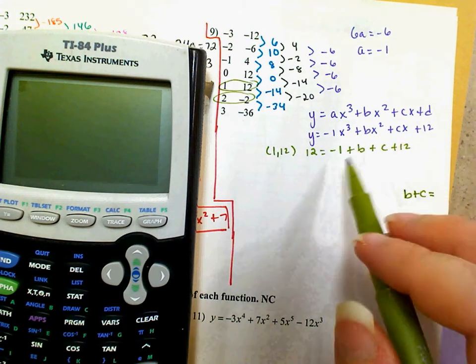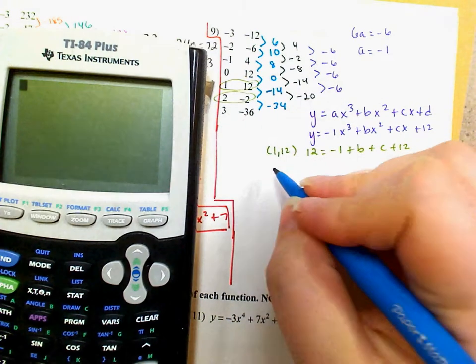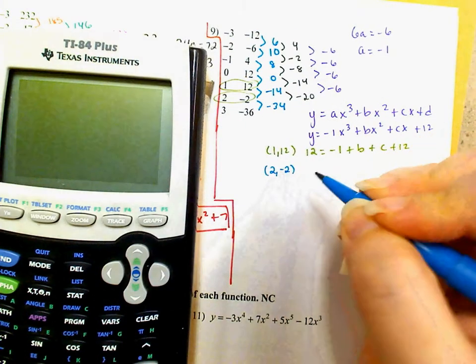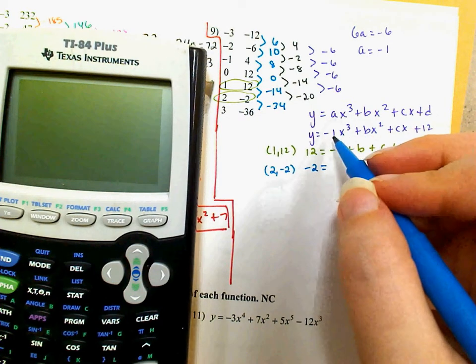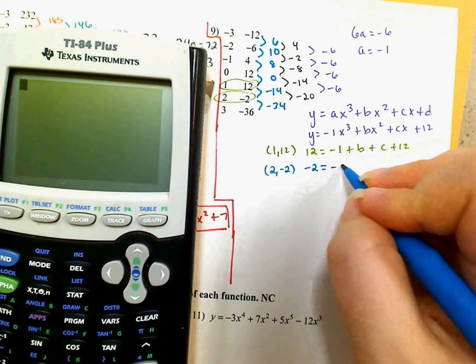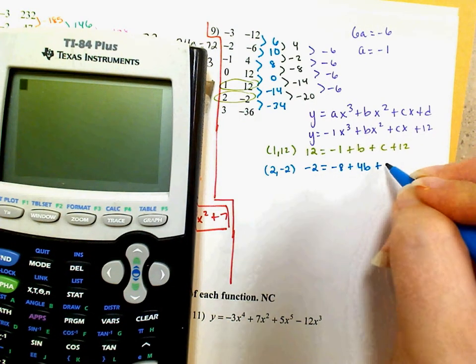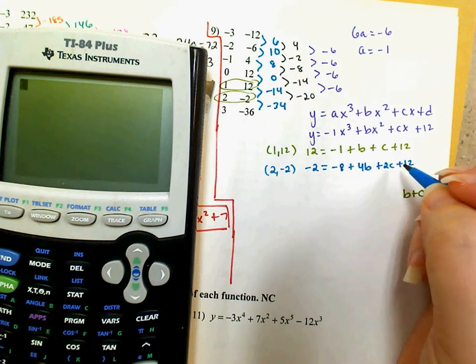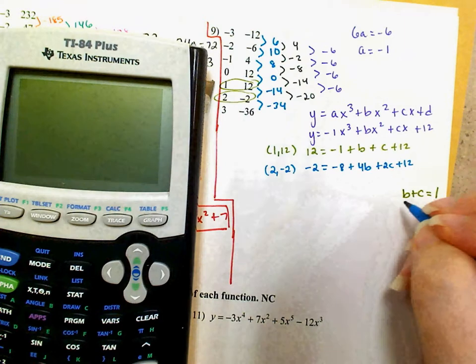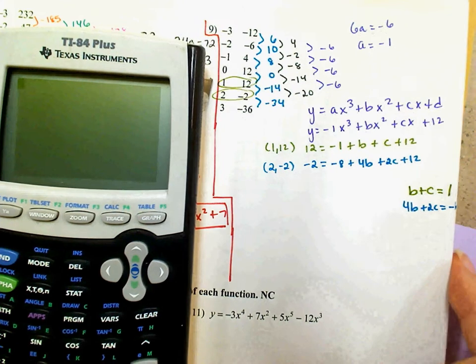Alright, now we're going to use the point 2, -2. So x is 2, y is -2. So I've got -2 equals, I'm going to plug in 2, so -1 times 2 cubed, -1 times 8 is -8, plus b times 2 squared, so 4b, plus c times 2, so 2c, plus 12. -8 plus 12 is 4, and if I subtract 4 over, I get -6. So I've got 4b plus 2c equals a -6. I ran out of room. -6.